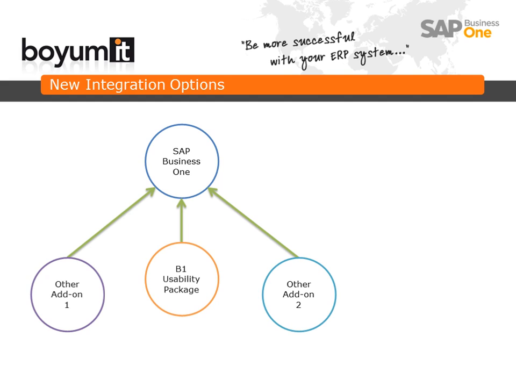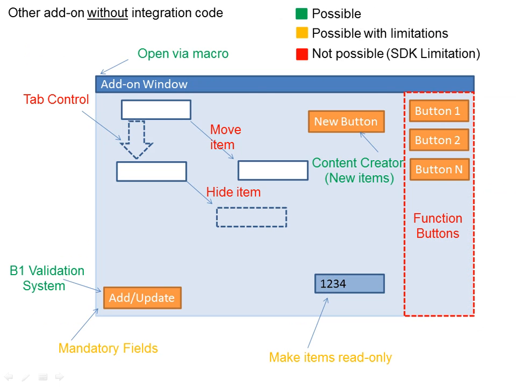But as B1 Usability Package is a modification tool, we would like to be able to modify other add-on windows as well, and right now we have an issue not being able to do so. So we have been looking into ways of making this better. Before this release, we had the following scenarios on other add-on windows. We had the option to open the windows via macros, we had the option to work with validation system and the content creator. Similarly, we had the option to make items read-only, but with certain limitations, and the same goes for mandatory fields.